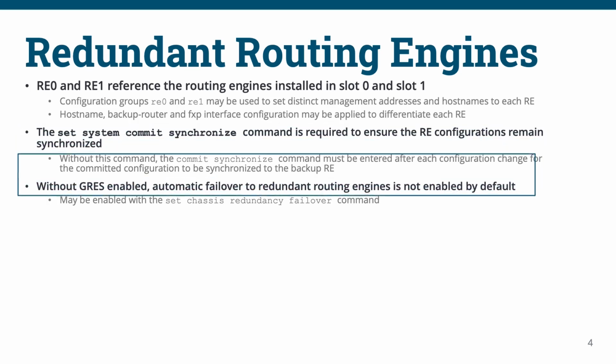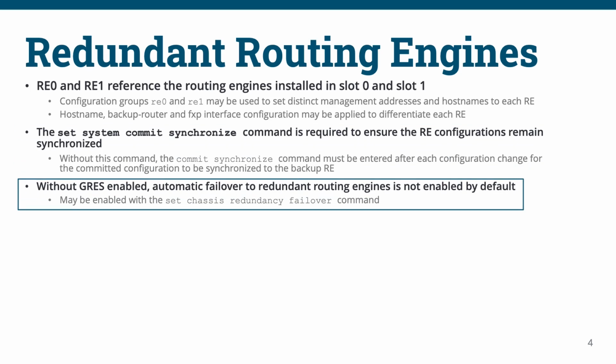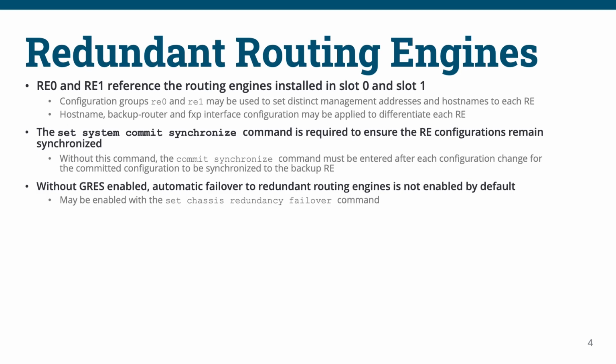And finally, if you don't have GRES enabled, then the routing engines will not automatically switch over in the event of a failure. One would need to manually log in to the backup routing engine and bring it online. You can enable the automatic failover using the set chassis redundancy failover command, though you don't need to worry about this if you have GRES enabled. Great. Let's see how we can enable GRES on our Junos device.